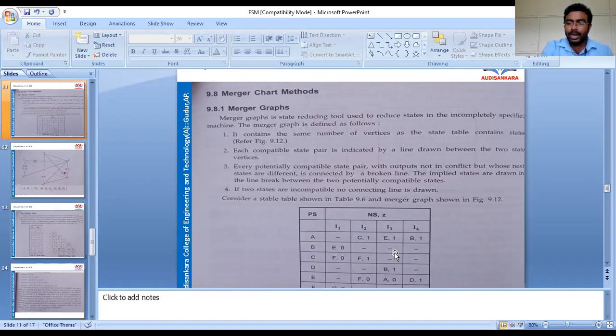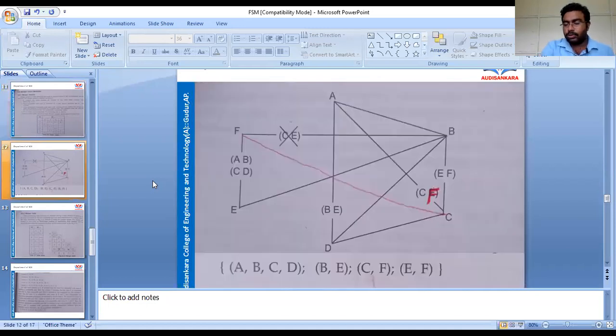To minimize completely specified state machines, we have the partition technique. Whereas if they give incomplete information in the state machine, then the methods to minimize them are merger chart methods. In the merger chart method, either you can use the merger graph method or the merger table method. We can use any of the methods to minimize an incompletely specified state machine. Let me explain how to draw this merger graph. Later we'll see how to minimize using the merger table.